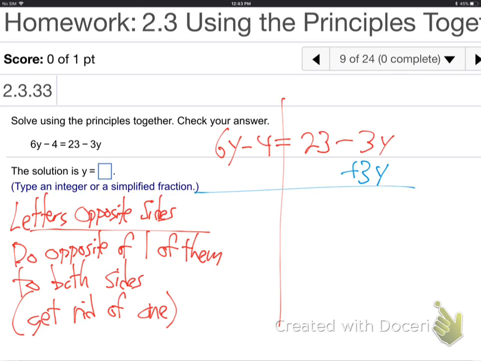Whatever you do to one side, you have no choice but to do the same thing to the other, because you're keeping the balance, right? They were equal before, treat them the same, they'll still be equal.